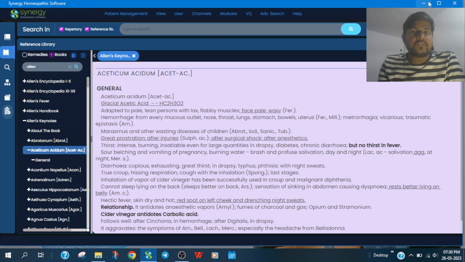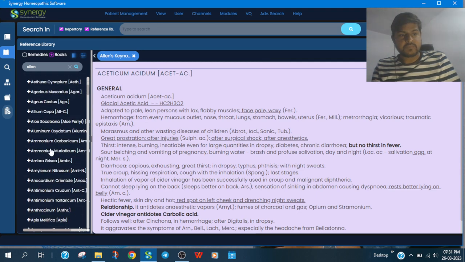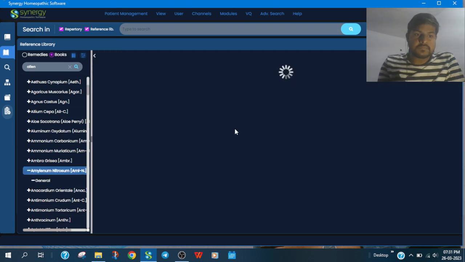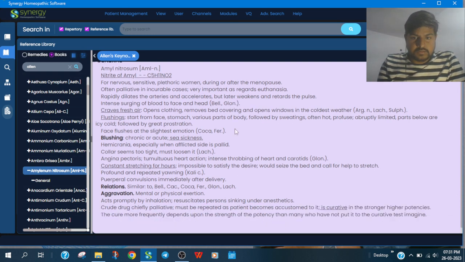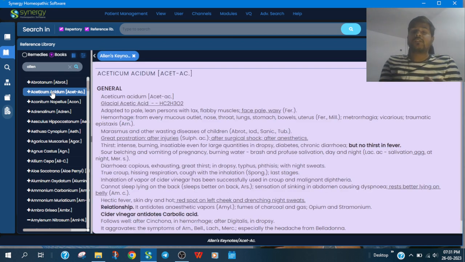In amyl nitrosum the face flushes only on slightest emotions, and he or she blushes in chronic or acute cases, or has seasickness. So this is the feature of amyl nitrosum, sorry for the pronunciation. Just see this symptom: face flushes at the slightest emotion. Coca and ferrum metallicum: blushes, chronic and acute seasickness. Next, what about coca?